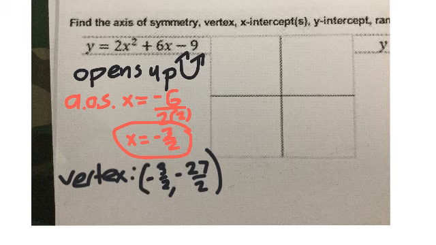Somebody double checking? Yeah. Did you get something different? Yeah, I don't think I did it right. So we plug in the negative 3 over 2 for x. Yeah. Okay, 9/4 times 2 would be 9/2.